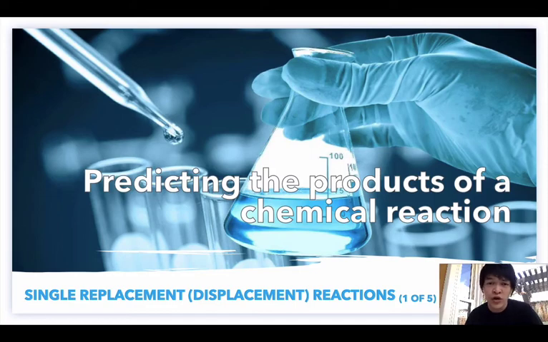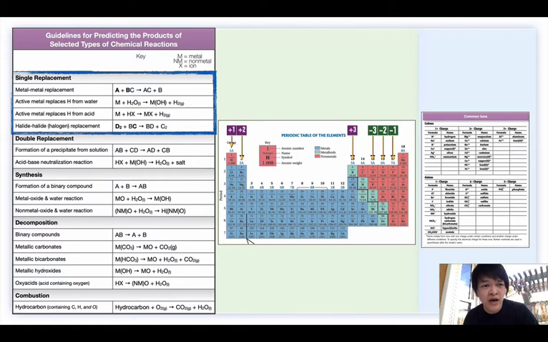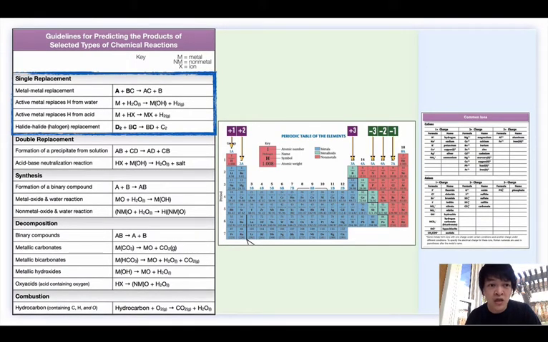In this playlist, we're going over predicting the products of a chemical reaction. Now, there's 5 types, and in this video, we're going over just single replacement reactions, also known as single displacement reactions. Now, we're going to have on the left hand of our screen a guideline for predicting the products of reactions. And in the blue box, we're only going over single replacement reactions.